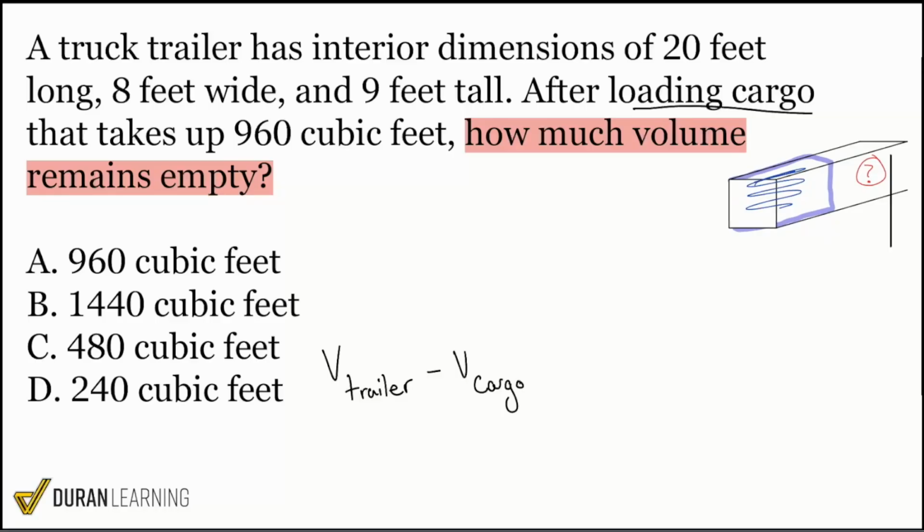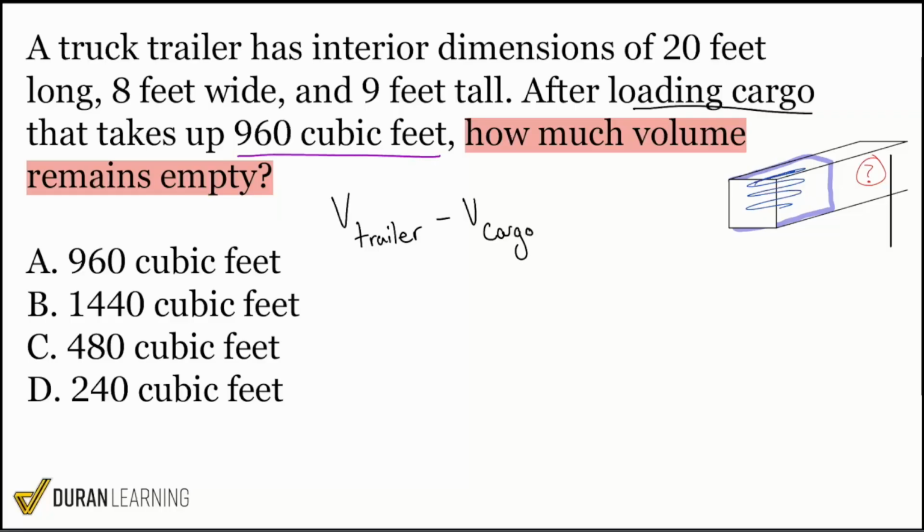Let's move that out of the way, even though I missed the last little line there, no problem. Let's find these volumes. I already have the volume of my cargo right over here, so I'll just go ahead and put 960 cubic feet there. For the trailer, that's a rectangular prism, so that'll end up being length times width times height. My length is going to be 20 feet, my width is going to be 8 feet, and my height is 9 feet. All listed in feet, so we're good.